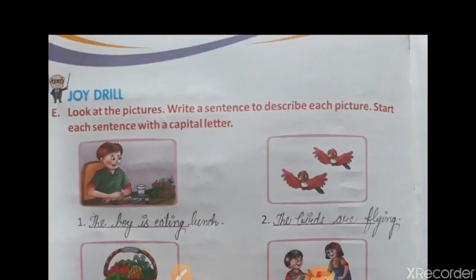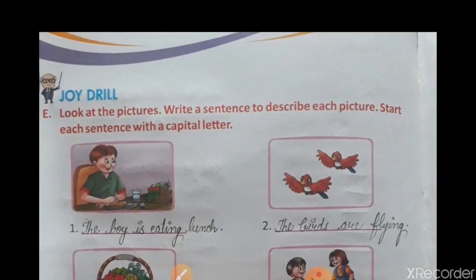Now here is the next page. Page number 14. You all have to open page number 14. It is joy drill. Look at the pictures and write a sentence to describe each picture. Start each sentence with a capital letter. Your first picture you see here, a boy is sitting and eating something. So you have to write the sentence, the boy is eating lunch.